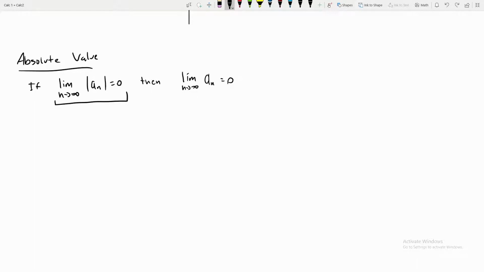So it's important to notice that this is an implication, meaning it only works if you think about it one way. It only works if this condition is true, then this condition is true. It doesn't work the other way around.